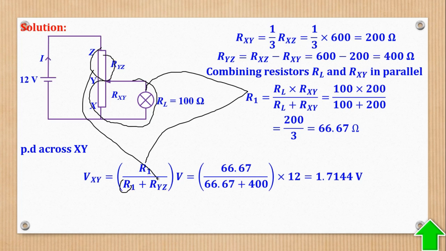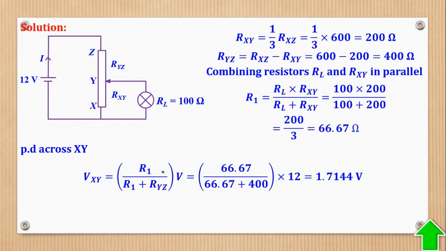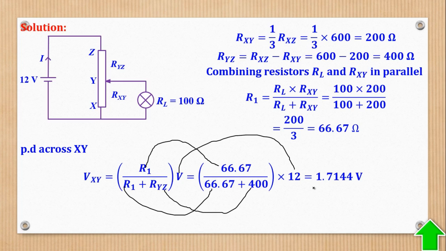So the potential divider rule was already covered on this platform. If you missed it, you can first go back and go through it. That's when you will understand this approach. So substitute for R1 and for YZ and for V to give you this as the PD across XY.